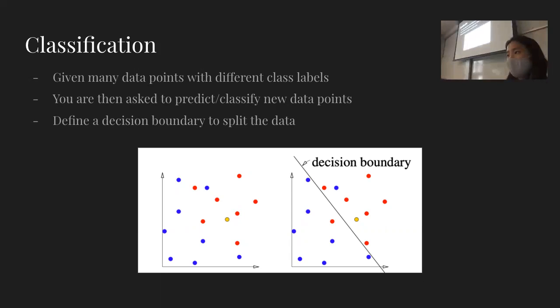But to formally have your model be able to predict this, you define a decision boundary to split the data. And so you can train your model to then create this decision boundary. And you can see since the yellow point is to the right of this decision boundary, it'll classify the point as red.